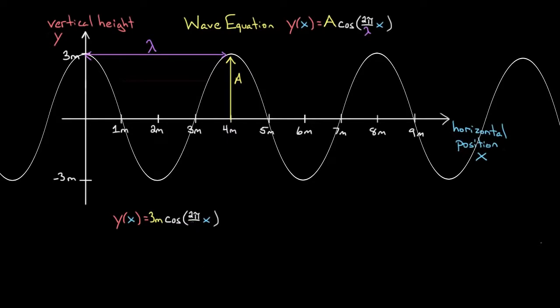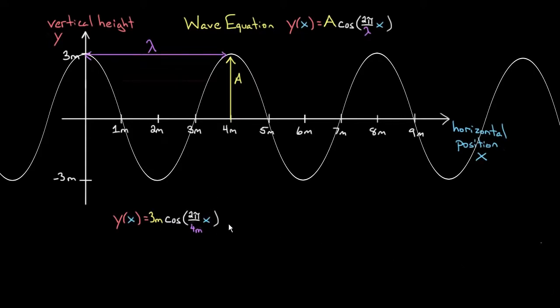Our wavelength is not just lambda, that's just too general. We got to write what it is, and it's the distance from peak to peak, which is 4 meters, or you could measure it from trough to trough, or you could call these valleys, valley to valley. That'd also be 4 meters. Regardless of how you measure it, the wavelength is 4 meters. And then what do I plug in for x? I don't, because I want a function. This is a function of x.